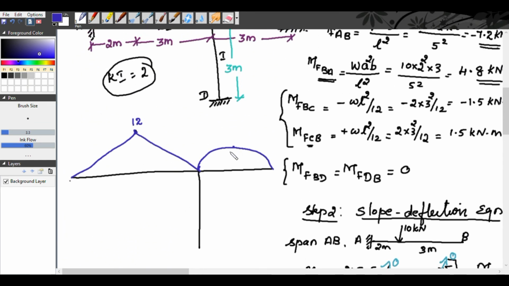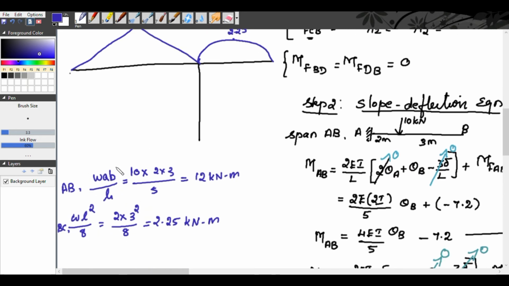This is 2.25. All these are positive, right? This is positive bending moment. Now there are no external loads on BD. Therefore, there will not be any simple beam moment diagram in BD. So this is the simple beam moment. We will write it here so that you will not have any confusion. This is simple bending moments.